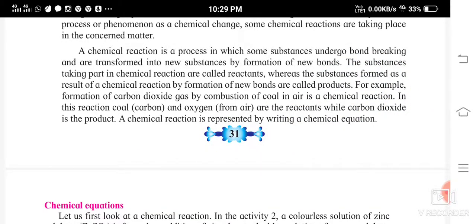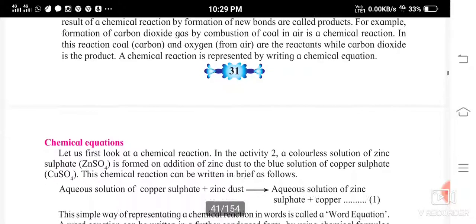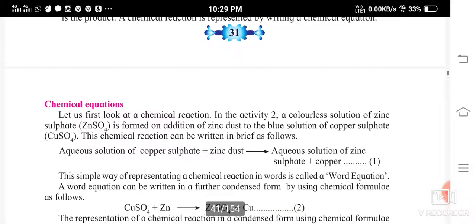A chemical reaction is represented by writing a chemical equation. Now let us study how to write the chemical equation in detail. We'll study it in the next video.